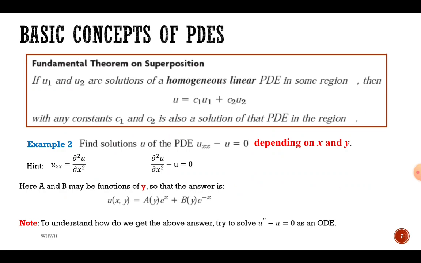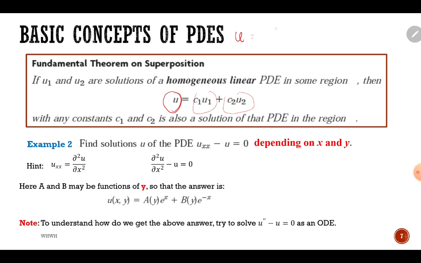Okay, so now next, basic concept of PDEs, fundamental theorem of superposition. Dia punya ni maknanya solution of PDEs adalah U. Kita akan dapat U as our solution. So, kita punya solution tu nanti we will have C1U1 plus C2U2.